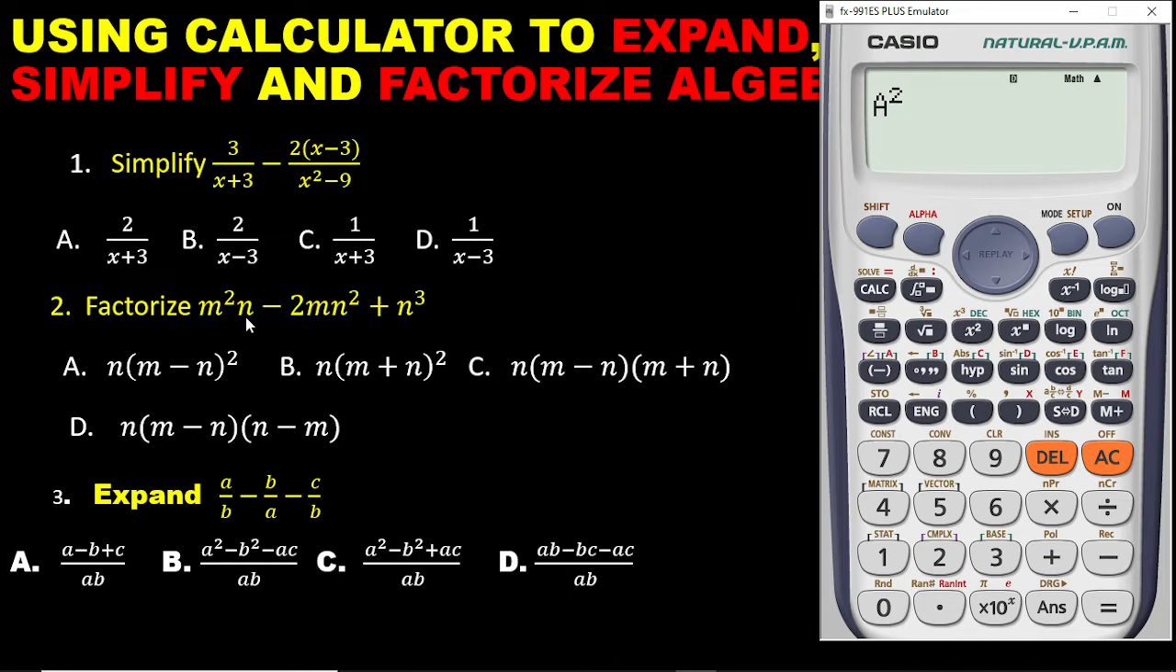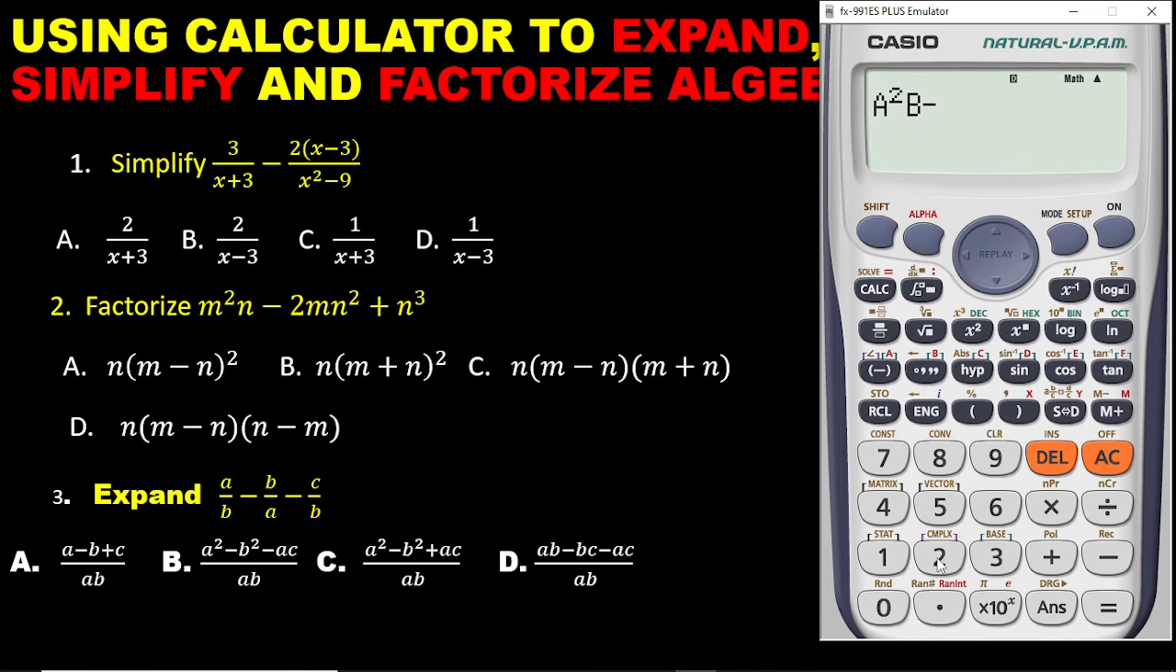And we are saying that we are using a to represent m, and then b to represent n. So I will have b. So to get b, alpha and then b. So I have a squared b, which stands for m squared n. Okay, then minus, then I have 2mn squared. Knowing very well, I am using a for m and then b for n.